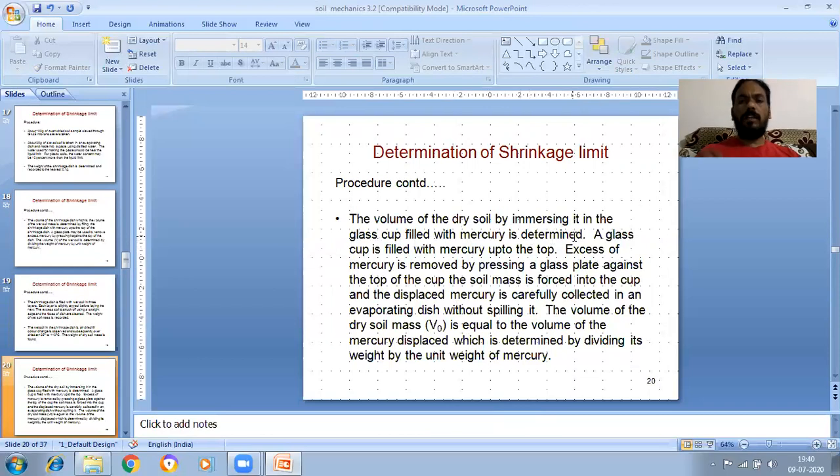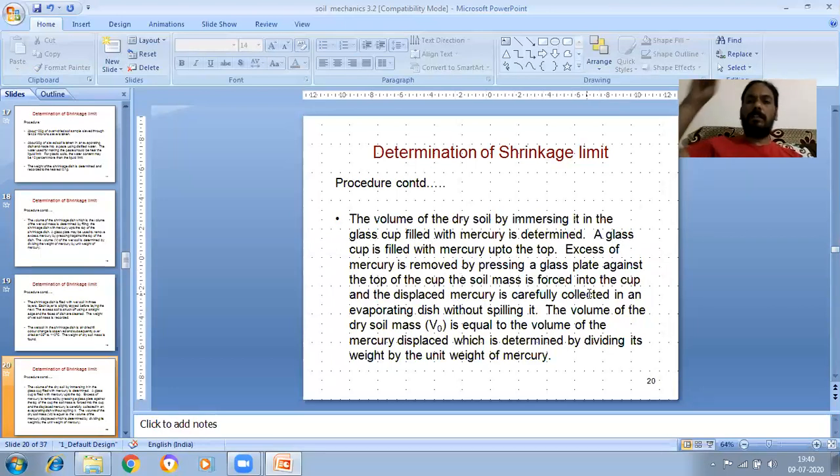Whenever we immerse the dry soil mass into the mercury, what will happen? Some of the mercury overflows. That's why here you see a glass cup is filled with mercury up to the top. The excess mercury is removed by pressing a glass plate against the top of the cup. The soil mass is forced into the cup, and the displaced mercury is carefully collected.